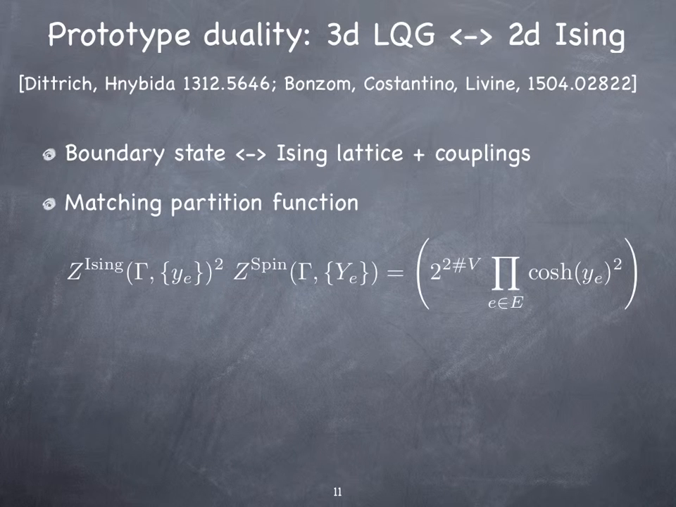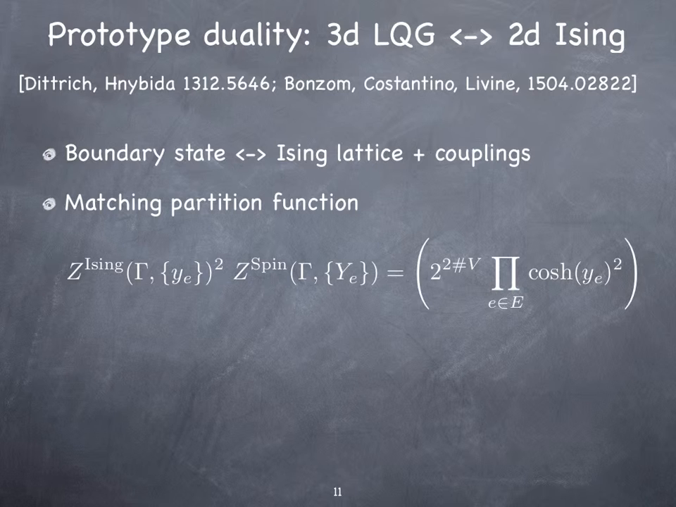Now you can compute the partition functions in both cases, and you find that they match in the following sense, that they satisfy this equation below. If you take the Ising partition function squared and then the spin foam partition function and multiply them, then you get some very simple function of the involved couplings. These are just the couplings which determine the boundary state and the Ising model couplings.